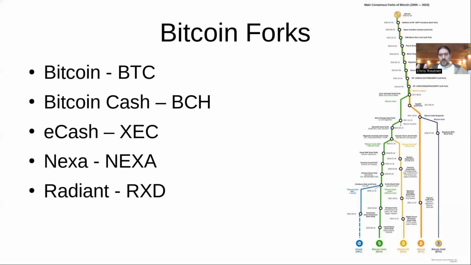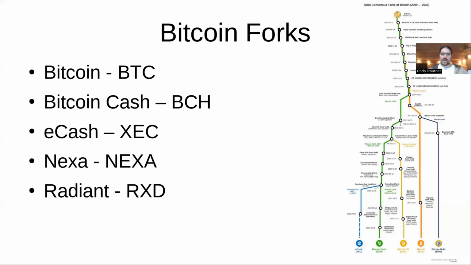So this picture on the graph shows some of the forking history of some of the forks of Bitcoin. So there's BTC, and then there's Bitcoin Cash, which forked off in 2017, and then eCash, which has a ticker symbol XEC, which is a fork of Bitcoin Cash, and I think they forked off in 2020. Anyways, I'm not going to go over this graph. This is on social media, can be found.